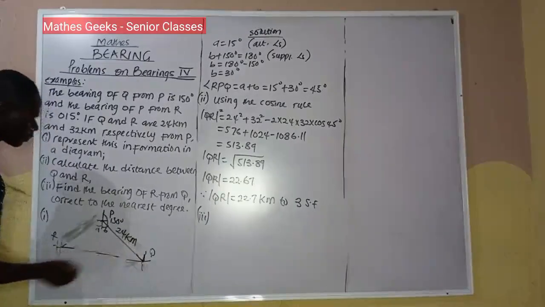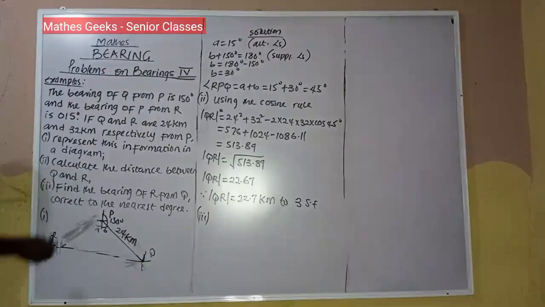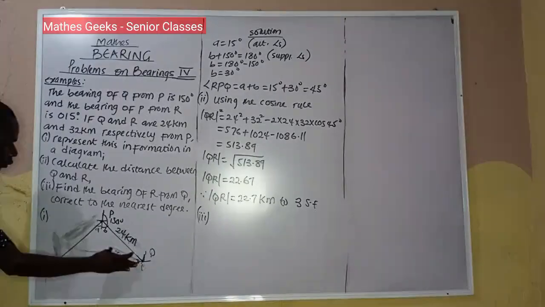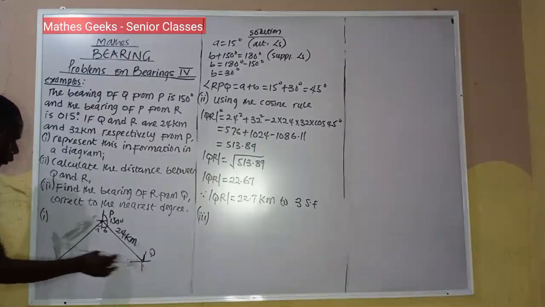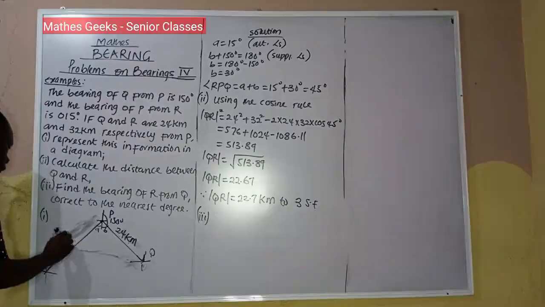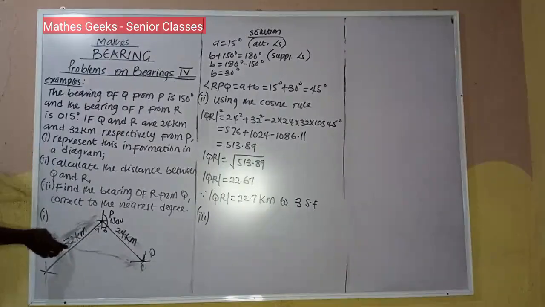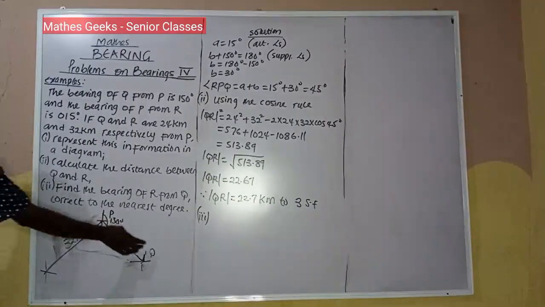Alright. That's point Q, 24 kilometers. Now point R would be something like this. So point R. Okay. 32 kilometers. The reason for this is that if you are using construction methods to get these bearings, of course you discover that 32 kilometers will be longer than 24 kilometers.